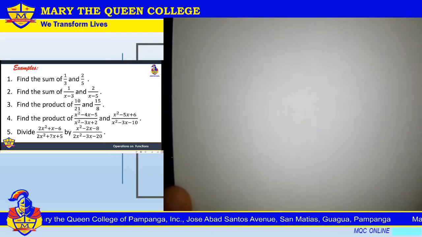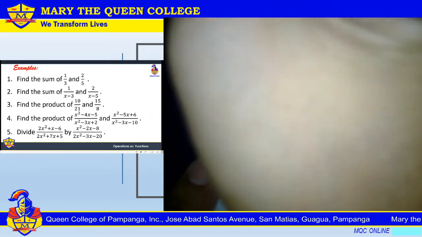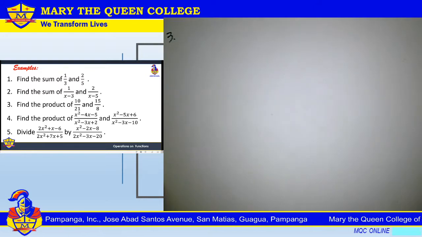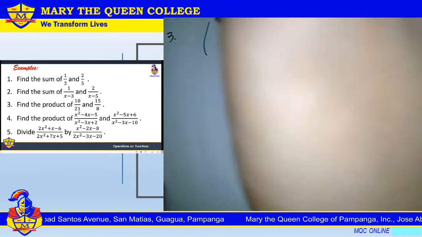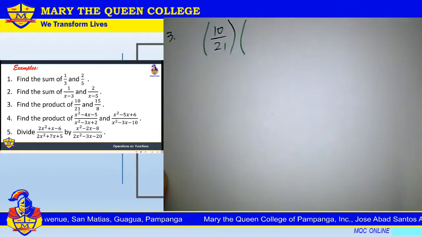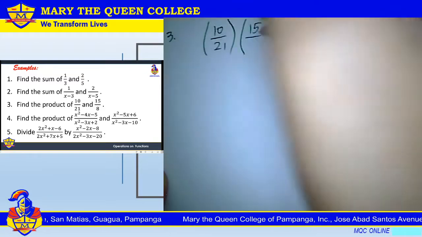Okay. For example number 3, we are tasked to find the product of 10 over 21 and 15 over 8. Since we are getting the product, i-multiply lang po natin. So, we have 10 over 21 times 15 all over 8.